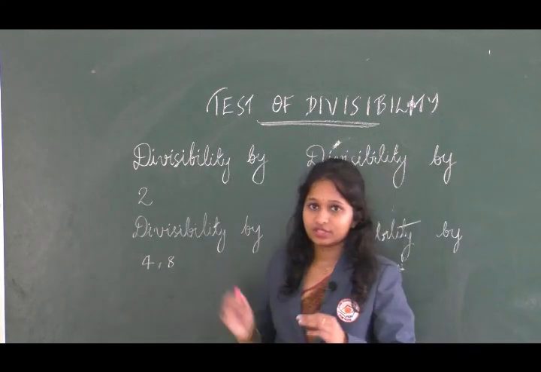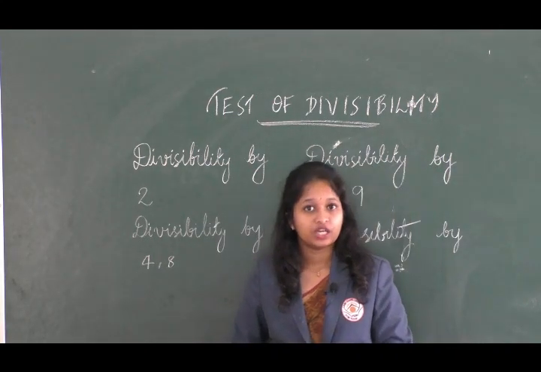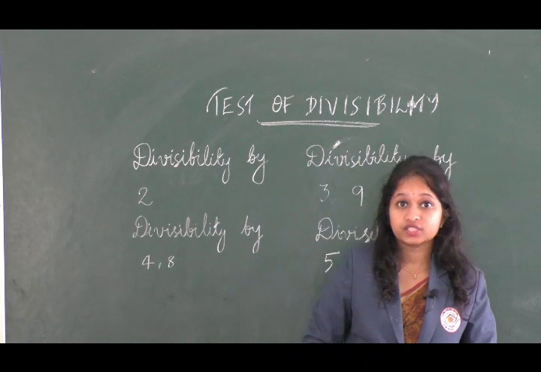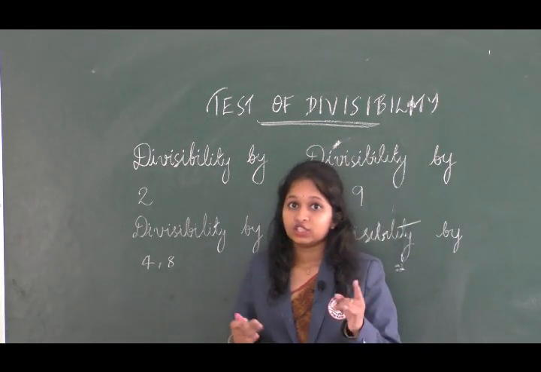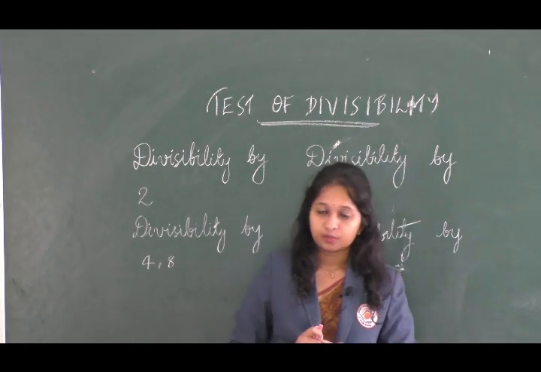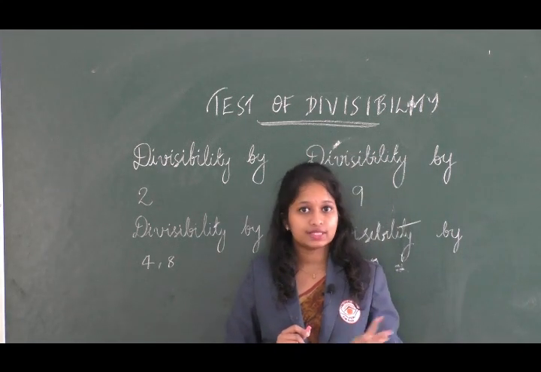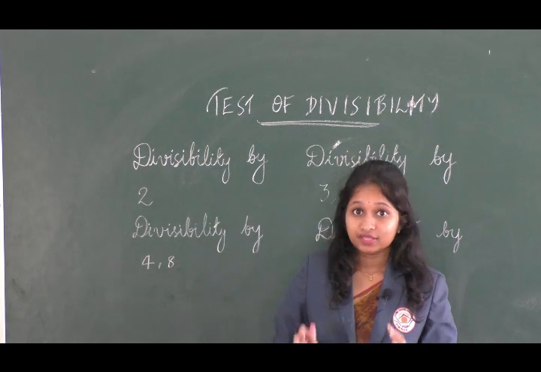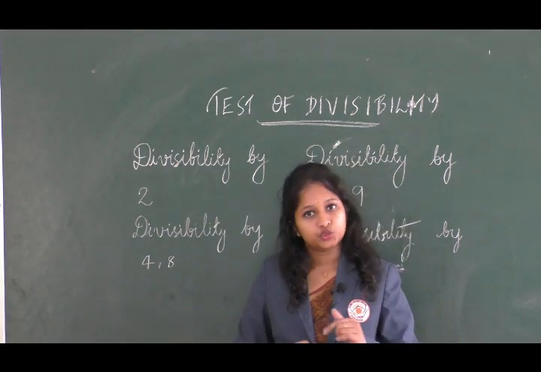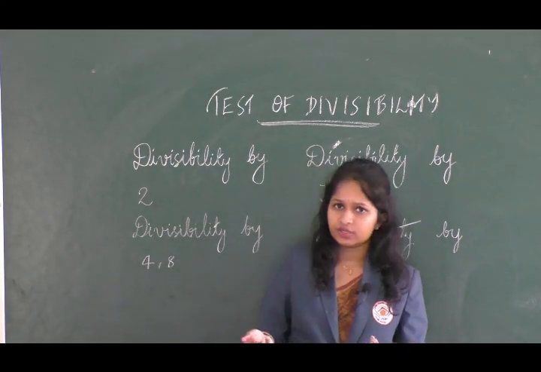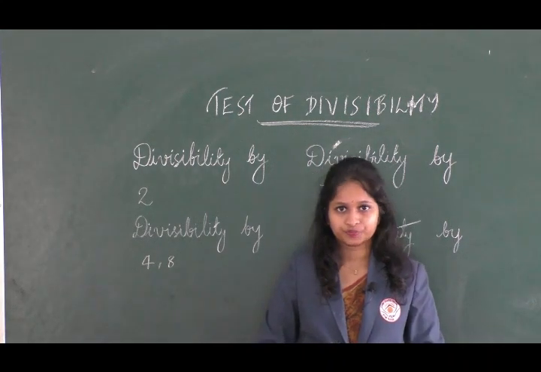So we will start with divisibility by 2. How can you check whether a number is divisible by 2? If the ones digit of the number is either 0, 2, 4, 6, 8, then the number is divisible by 2, or all even numbers are divisible by 2.